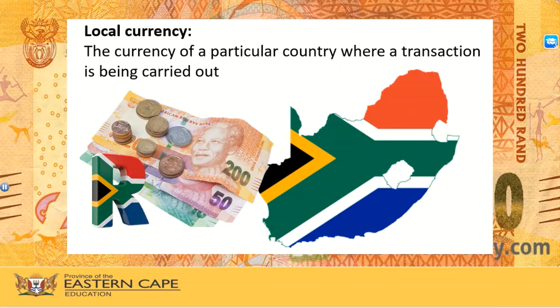Then if we look at the term local currency, that is the currency of a particular country where a transaction is being carried out. Now, in our case, the rand is our local currency, but the rand is not the local currency in the US or in Australia. They have a different local currency.